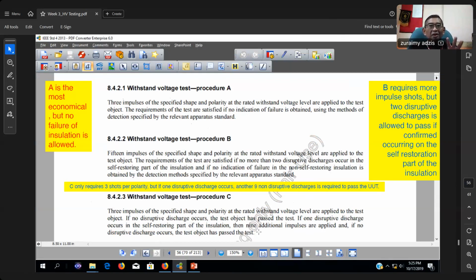Can you see between A, B, and C, which is economical? It depends on what you want to test. Right now, we are not sure whether we want to test string insulators, transformers or switchgear. But when you know what you want to test, then you can choose between procedures A, B, C, and of course, D.